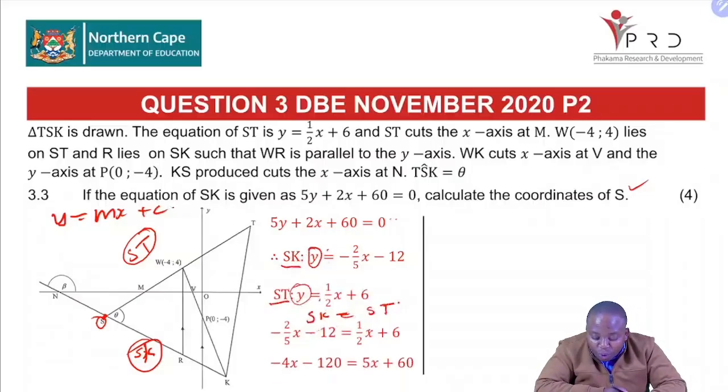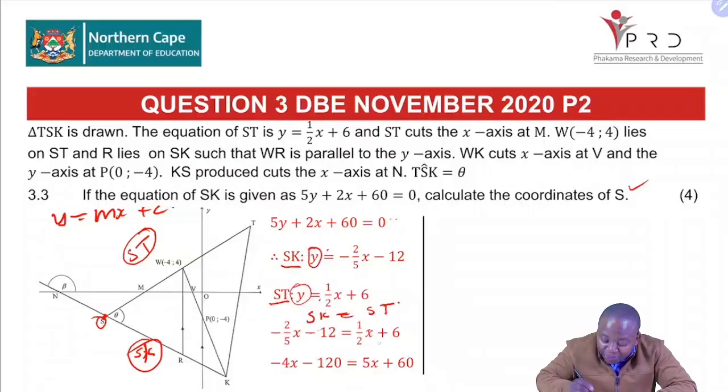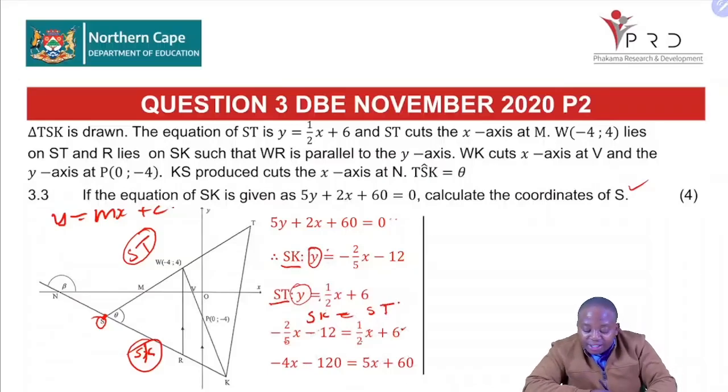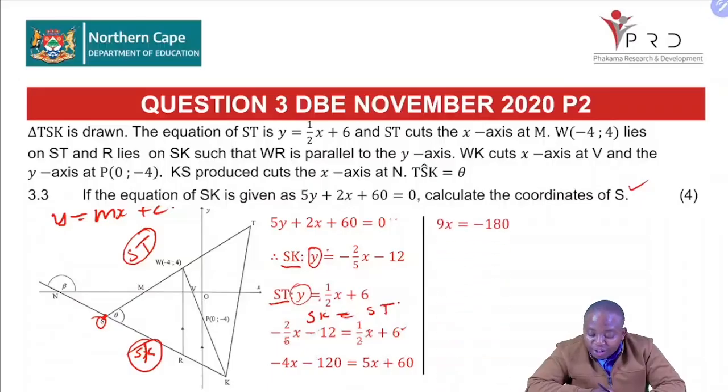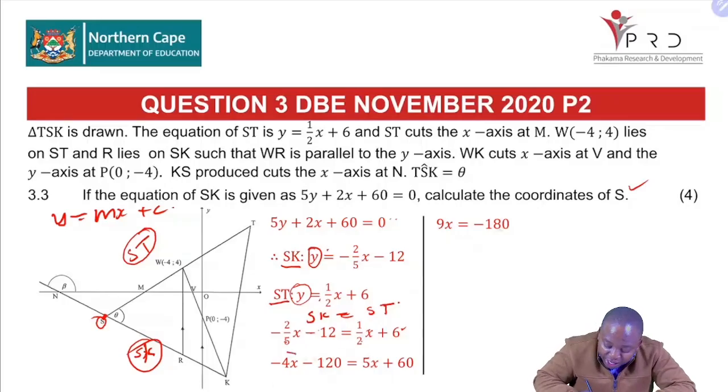Thereafter, what do I do here? I will now multiply by my LCD. My LCD for this one is going to be 10, since it's 2 and 5. So I multiply by 10 throughout. Then I get -4x minus 120 equals 5x plus 60. Using our LCD as 10, we can drop those denominators. Then we can now work with our like terms.